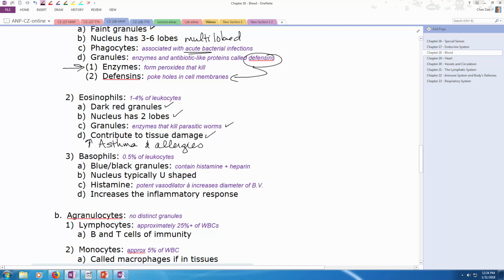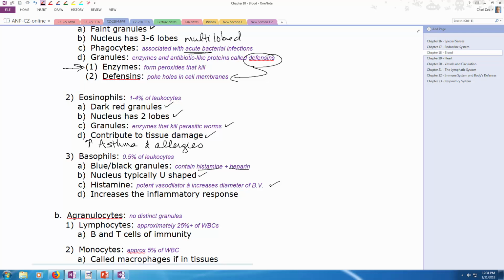Basophils, which are the least abundant of any of our WBCs, 0.5% of the leukocytes, have very dark blue-black granules that contain the chemicals histamine and heparin. The nucleus is typically U-shaped, so it's a fairly good-sized nucleus. And histamine is a very potent vasodilator, which means it increases blood vessel diameter, contributing to making the blood vessel leaky.